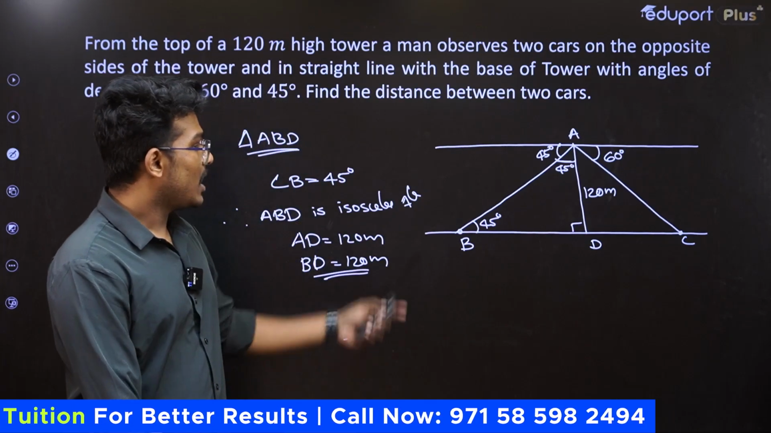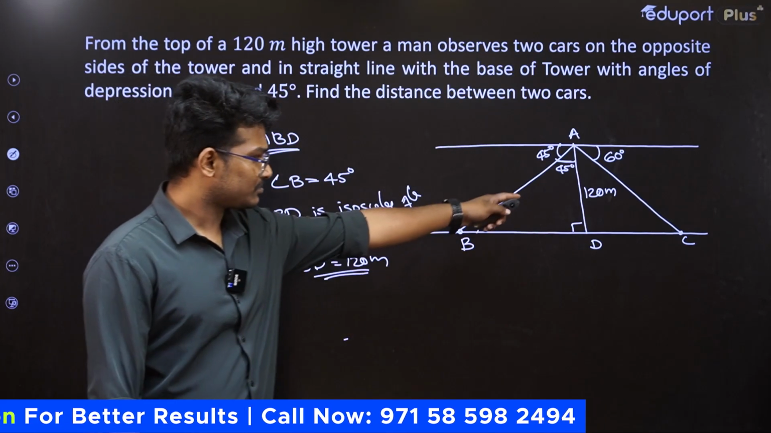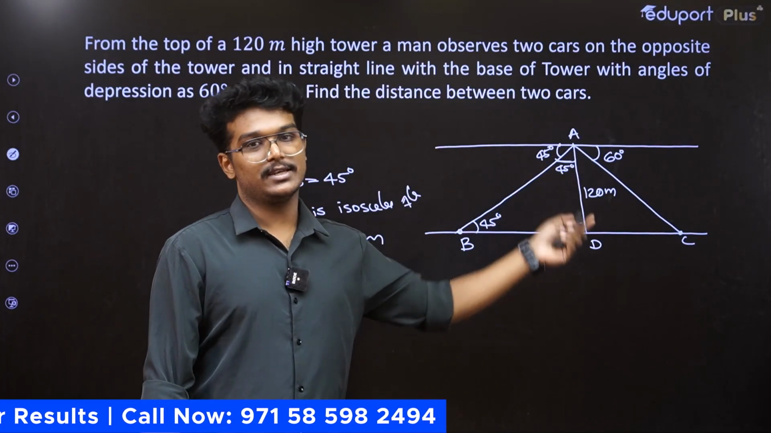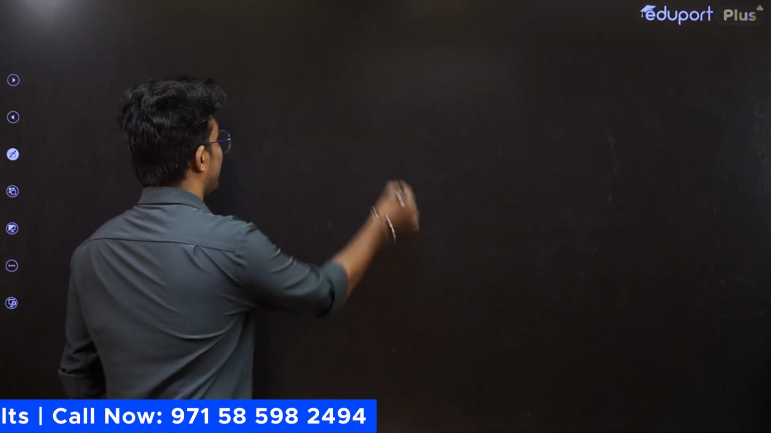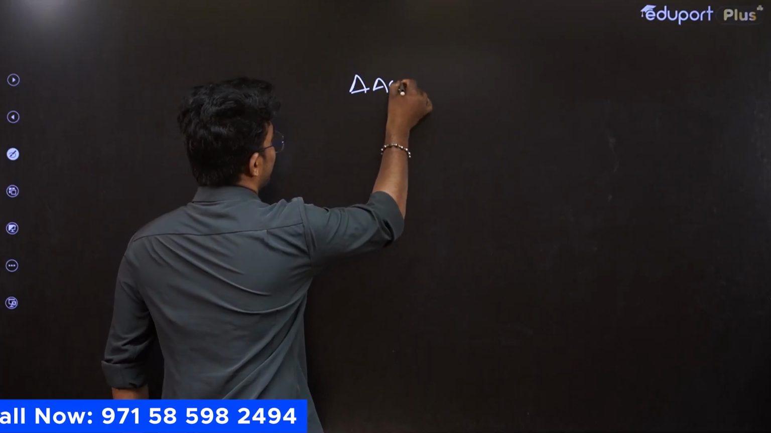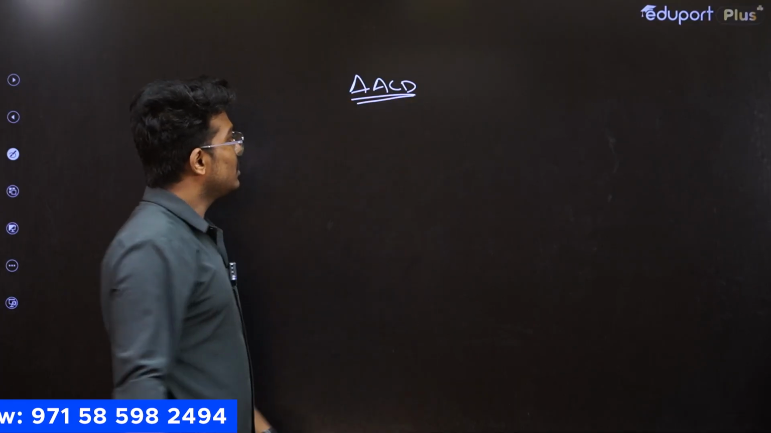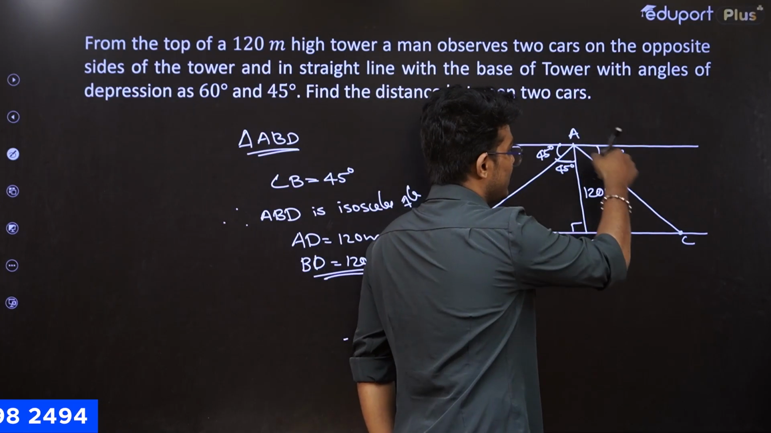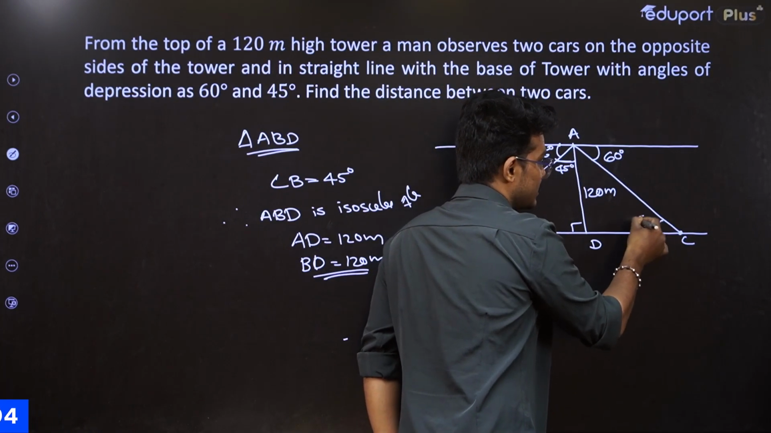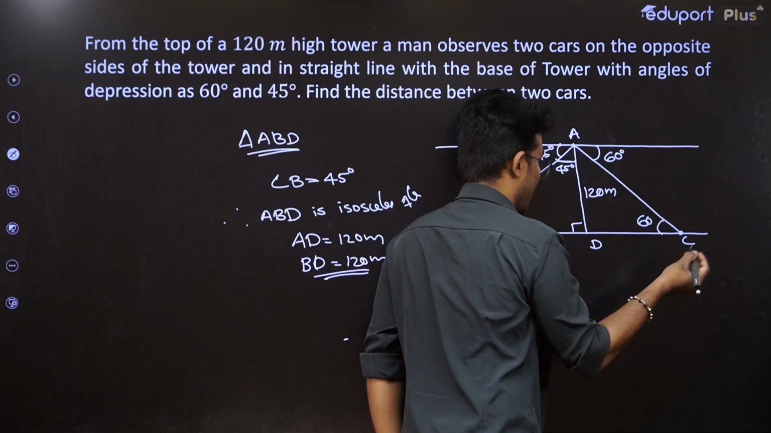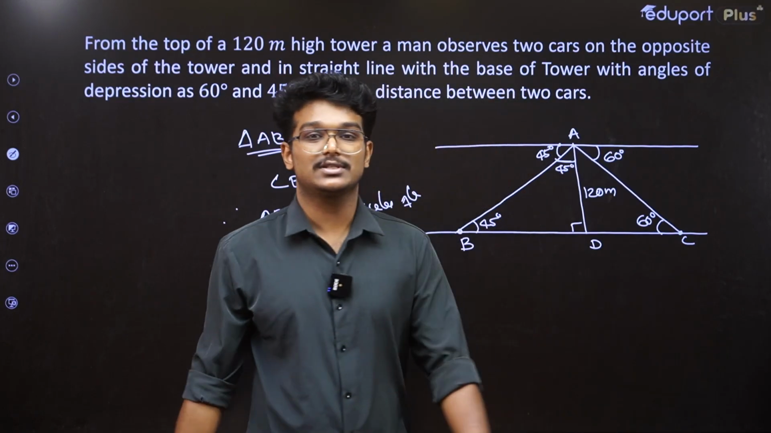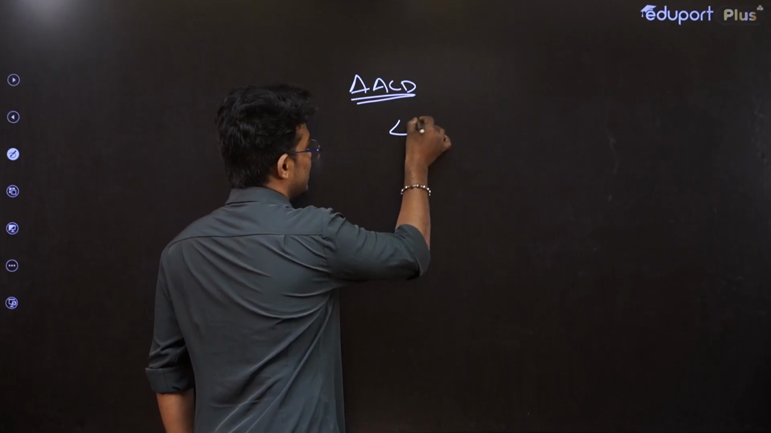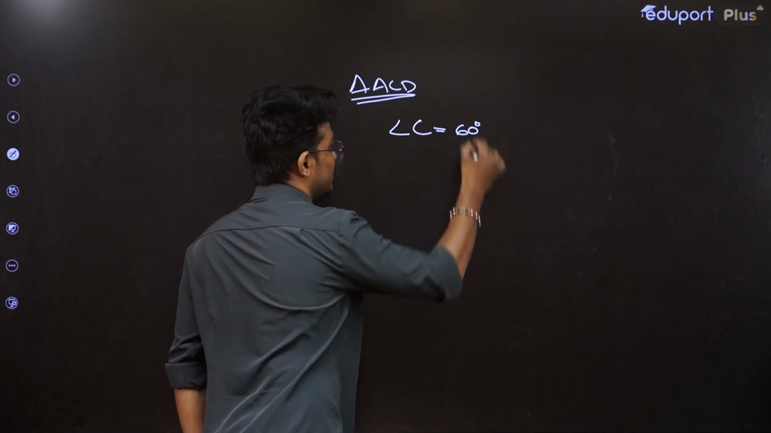Now I am considering the next triangle, triangle ACD. Now I am considering this angle here. Angle A is equal to 60 degree, then angle C is also equal to 60 degree. So I am writing here angle C is equal to 60 degree.